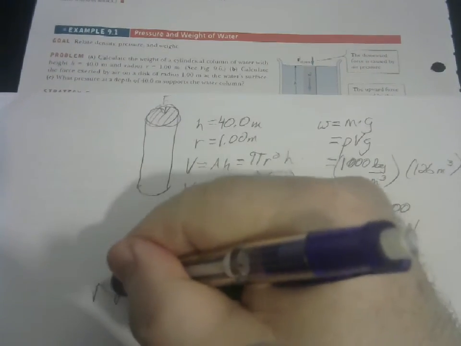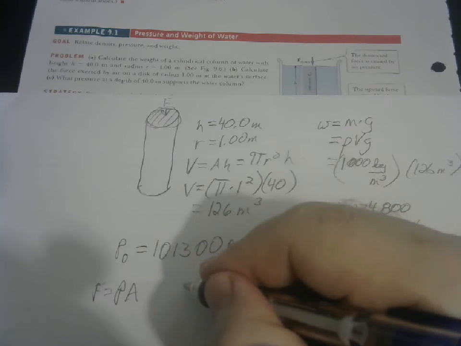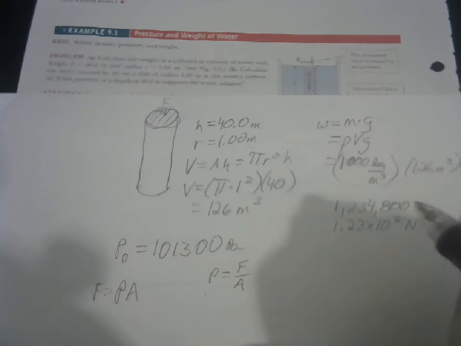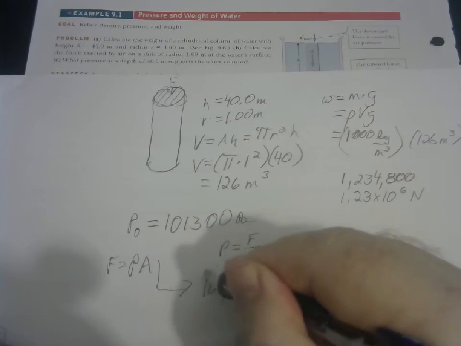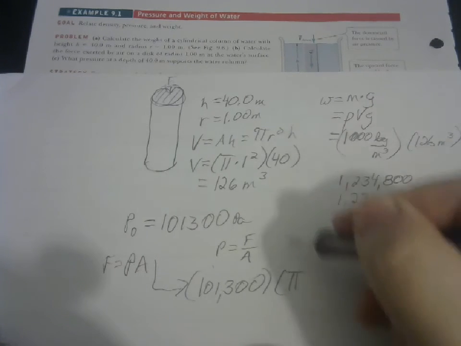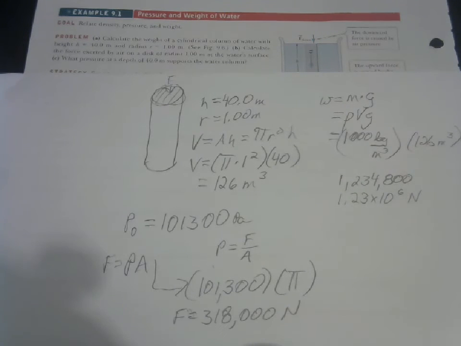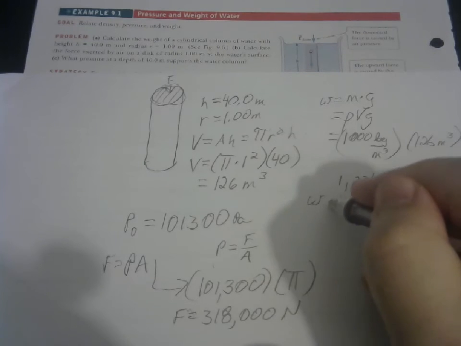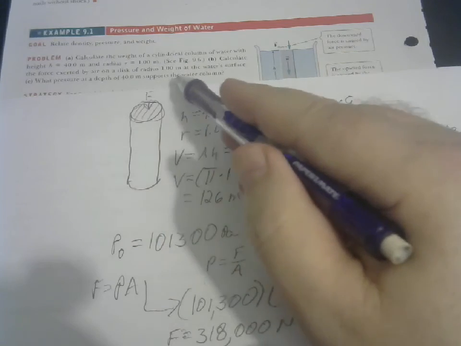Force equals pressure times the area, and we saw that earlier as pressure equals force divided by area. But now we're going to use it this way. We'll use 101,300 for our pressure, and our area is pi times the radius squared, 1 squared. And that comes out to 318,000 newtons. So the force of the air is 318,000 newtons. The weight of the column of water is 1.23 million newtons. Part C is what pressure at a depth of 40 meters supports the water column.